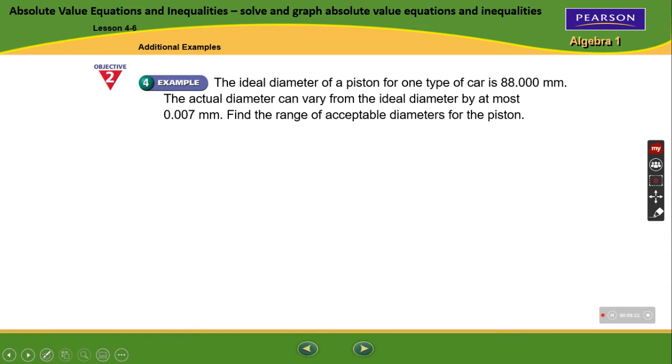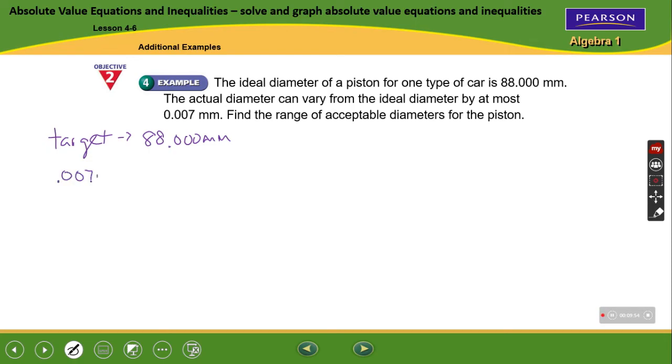So let's go back and reread and let's mark our information. We've got the ideal diameter of a piston for one type of car is 88.000 millimeters. So we'll call that our target. Our target, which is our ideal number, is 88.000 millimeters. The actual diameter can vary from the ideal diameter by at most 0.007 millimeters. We're going to call that our tolerance because that's what we can tolerate an error of on either side.